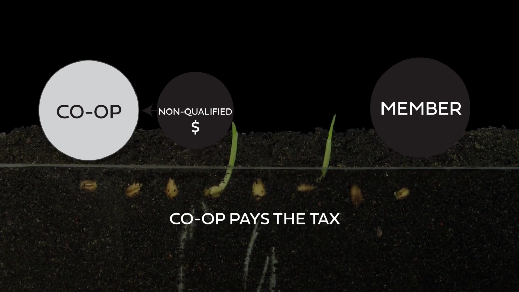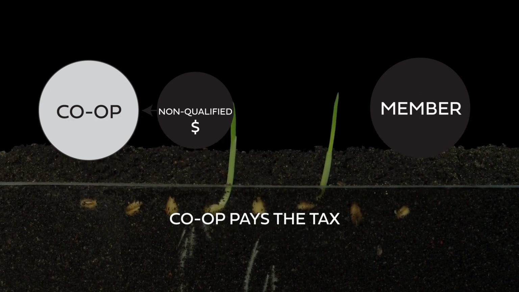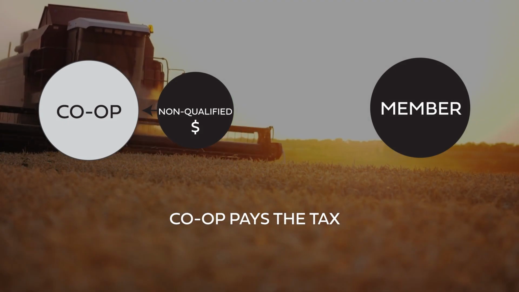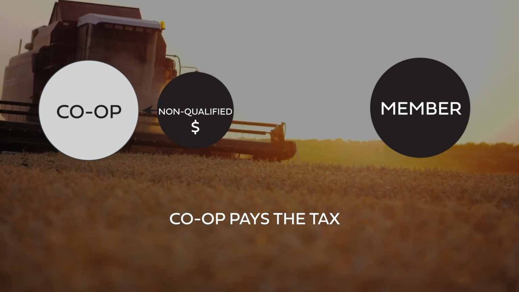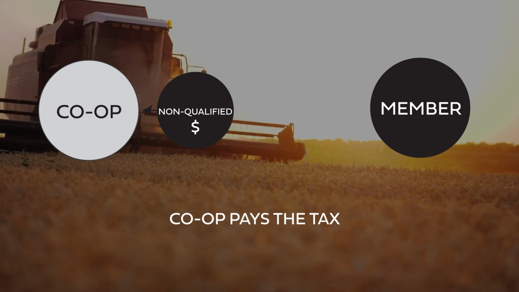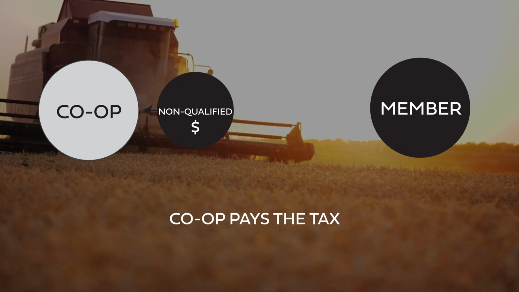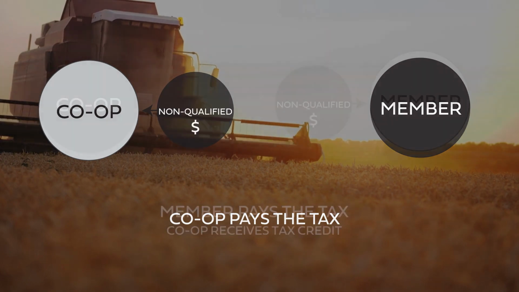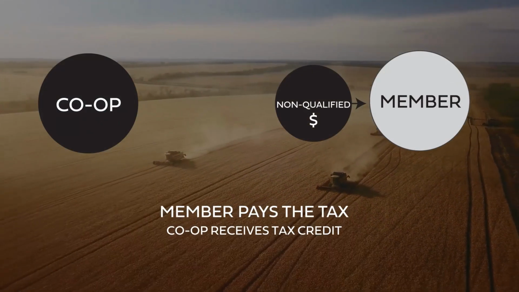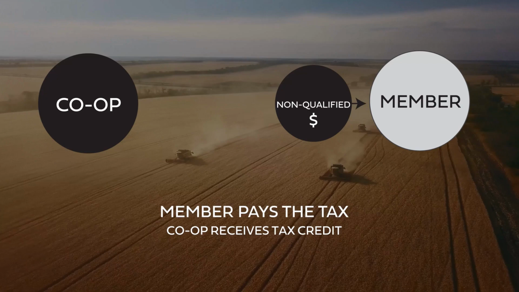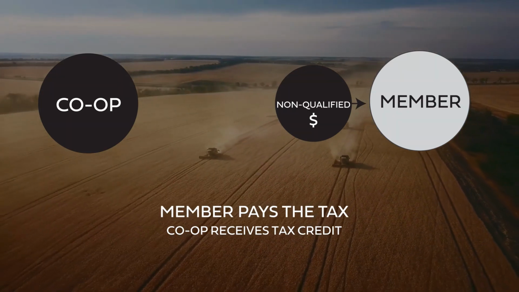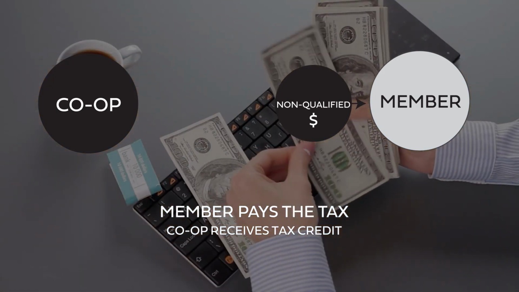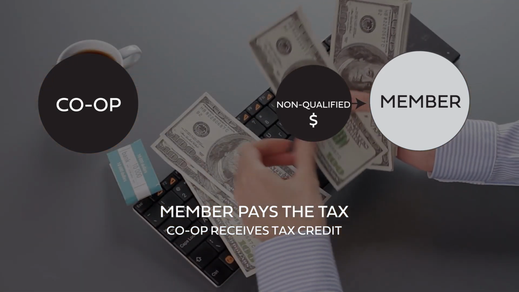When this type of distribution is made, the cooperative holds the entire non-qualified patronage distribution as equity with the member's name on it. Because no cash was paid to the member, the cooperative is responsible for paying the tax. In the future, when the non-qualified equity is redeemed or paid back to the member, the member will pay tax on those funds. At the same time, the cooperative will get a tax credit.